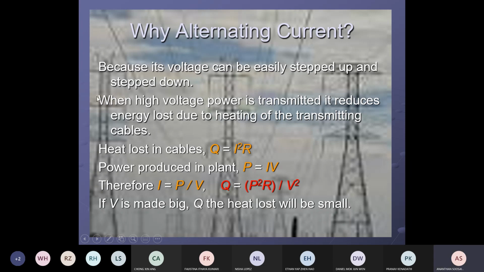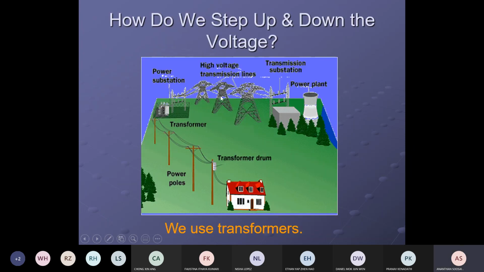You learned this in your O levels, right? Why does the voltage need to be stepped up and stepped down? For that we go to the next slide first, then come back to this picture. You know, a power plant generates electrical energy at a certain voltage, and the current is transmitted through cables for a few kilometers to your houses.